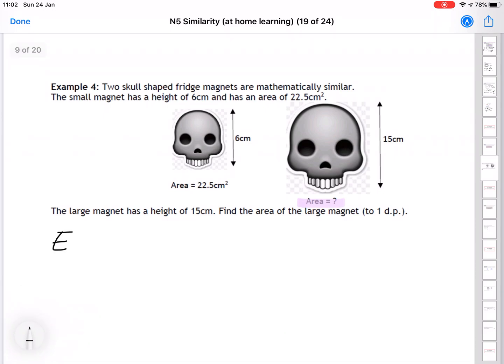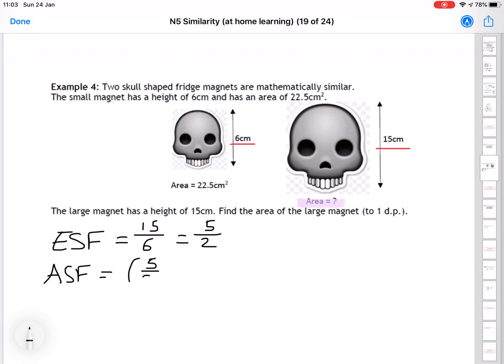So we'll start as we were before with doing enlargement scale factor. Our pair of measurements that correspond together would be the 6 and the 15. So for enlargement scale factor, it's the bigger number on top, so 15 over 6. And then that simplifies down, they both divide by 3, so 5 over 2. So area scale factor is our next step of working, so we're going to square our enlargement scale factor, so 5 over 2 squared. We square the top number, so 25, and we square the bottom number, so 4. So 25 over 4 is our area scale factor.